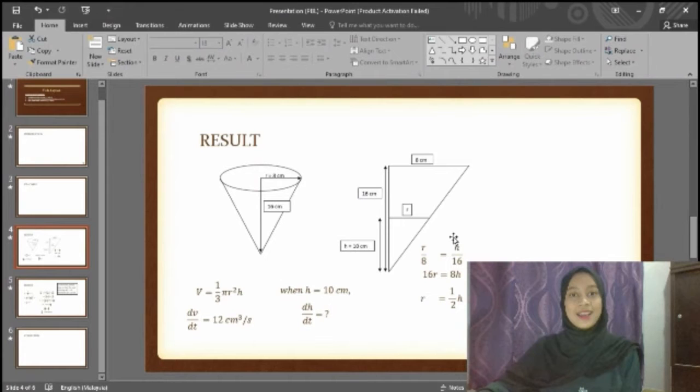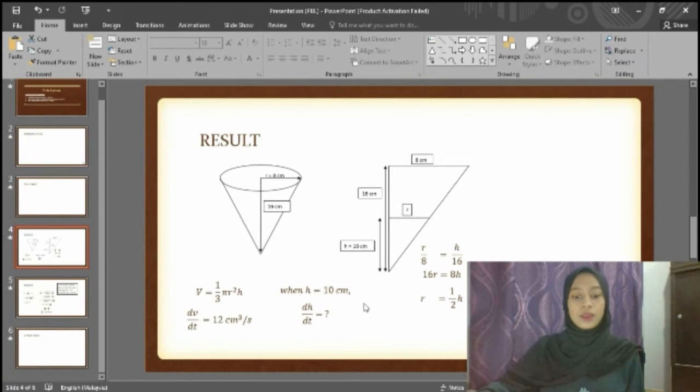Hi, Assalamualaikum. My name is Nur Amira binti Adnan. I will present the result part. First, we know that dV/dt is equal to 12 cm³ per second, which means the volume is changing with respect to time at a rate of 12 cubic centimeters per second. Related to this question, we want to know how fast H is changing. Therefore, we need to find dH/dt when H equals 10 centimeter.